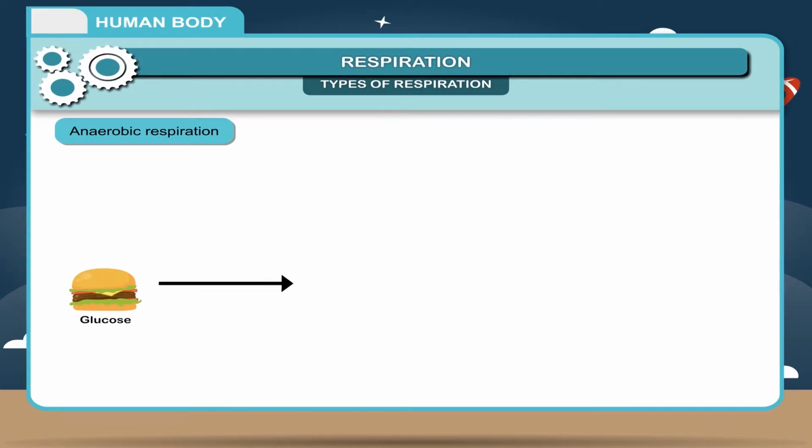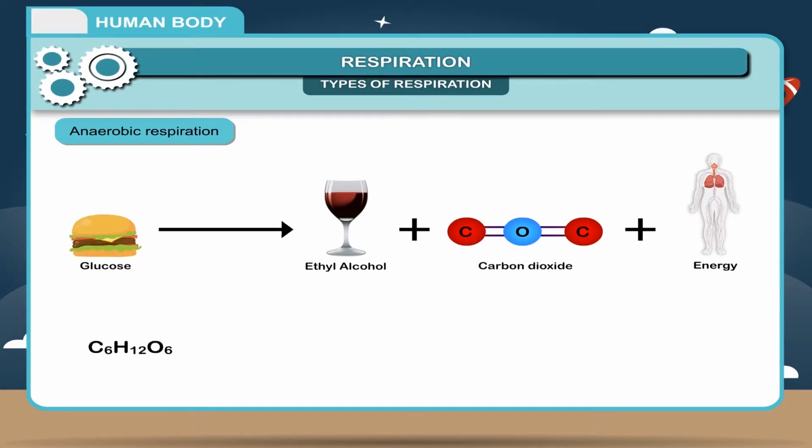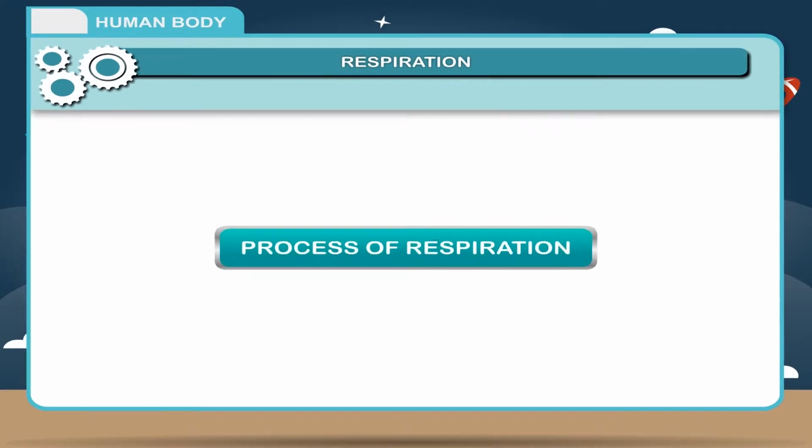Glucose gives rise to ethyl alcohol plus carbon dioxide plus energy. C6H12O6 breaks down to C2H5OH plus 2CO2 plus energy, 50 kcal.